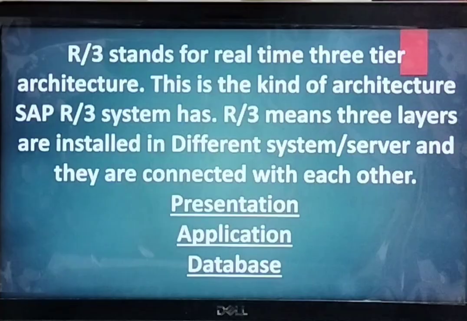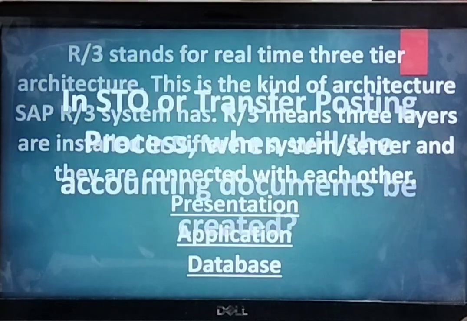The R/3 means 3 layers are installed in different systems or servers and they are connected with each other. The 3 tiers are presentation, application, database. Presentation, application, database. This should be your answer. Moving on to the next question.